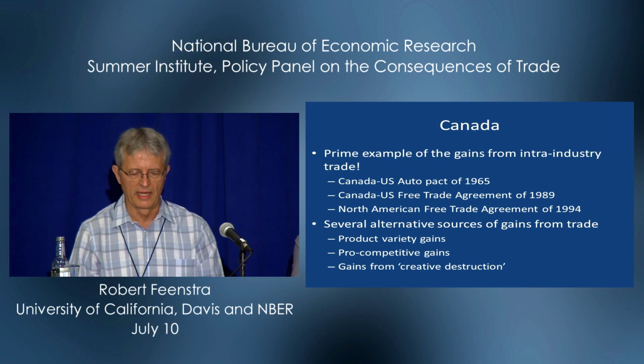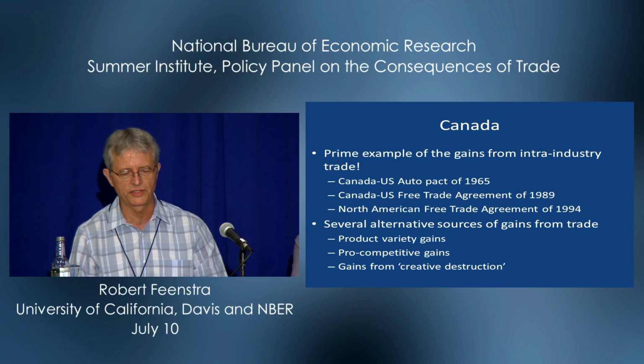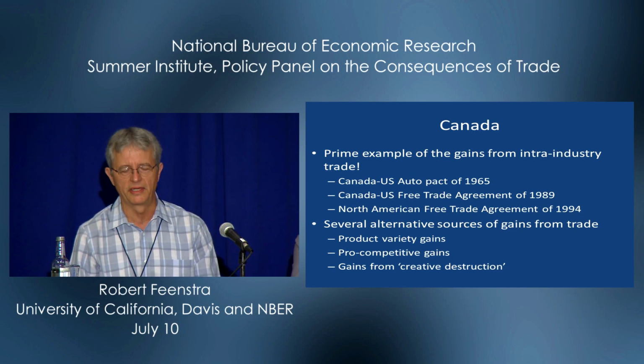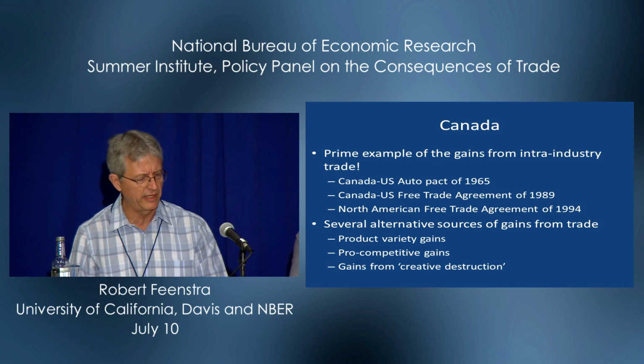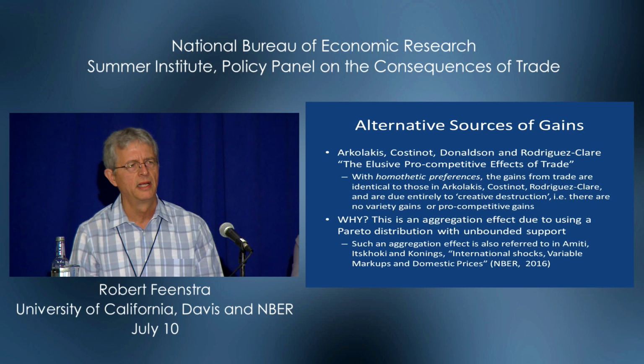Now, in my view, there are several alternative sources of gains from trade suggested by the monopolistic competition models, and I mean alternative to conventional comparative advantage. That includes product variety gains, pro-competitive gains, and also the gains from creative destruction. Now, since I mentioned pro-competitive gains, many in the audience might be thinking of the recent paper by Arkolakis, Costinot, Donaldson, and Rodriguez-Clare, the elusive pro-competitive effects of trade. They, in fact, show the pro-competitive gains are negative in the presence of non-homothetic preferences.